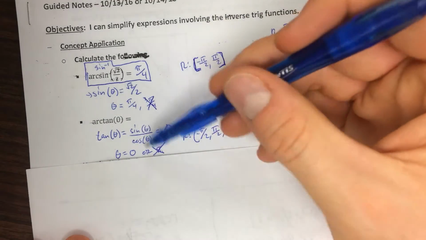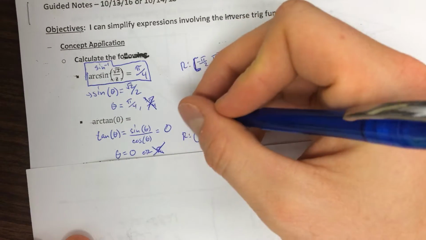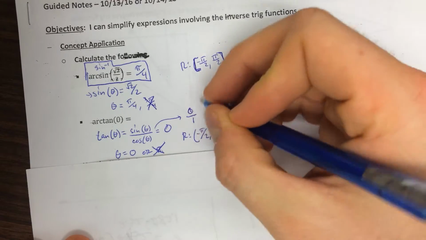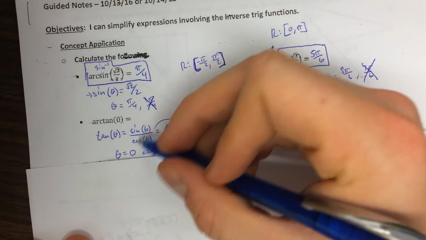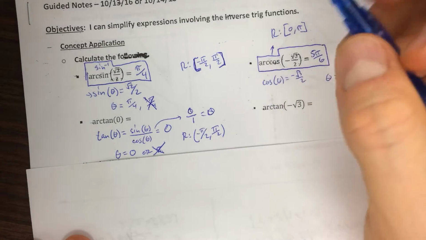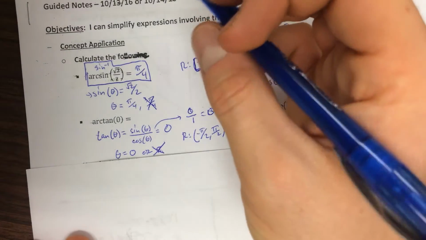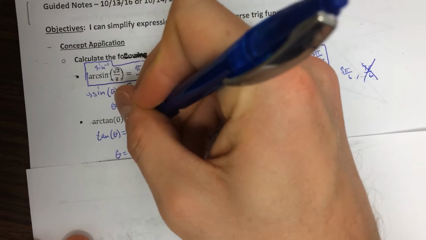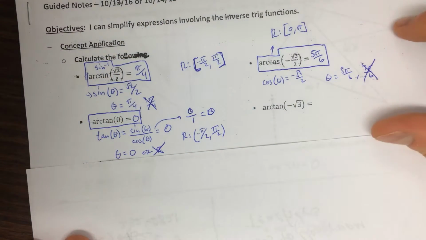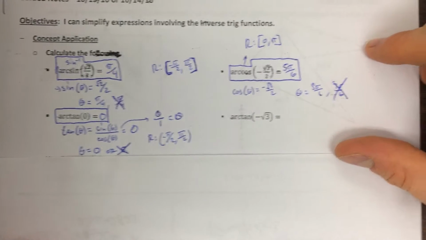And so our value here, because at 0 we have, this is getting tight, 0 over 1. Sine of 0 is 0. Cosine of 0 is 1. You evaluate that, you get 0. So arc tangent of 0 is 0. Okay, hopefully we see what's happening here.